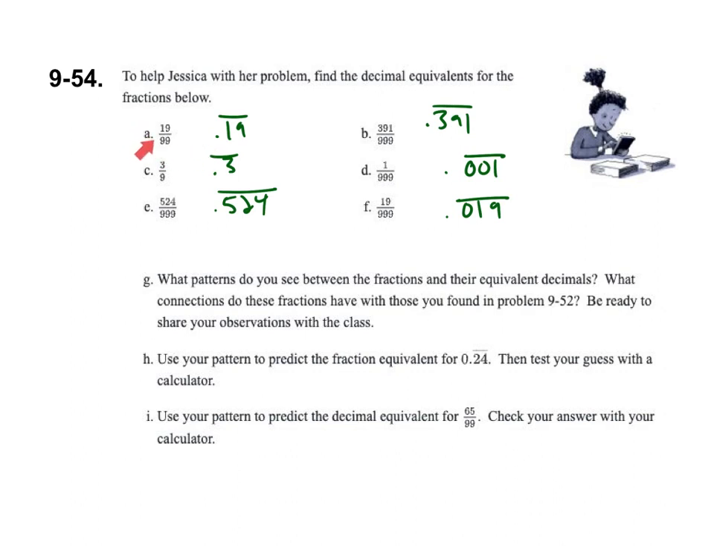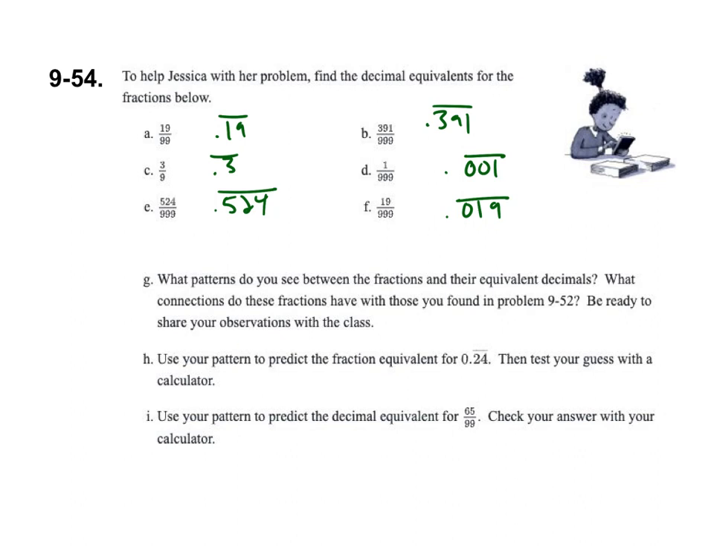All right, so here are your decimal equivalents. On A, the 19 over 99 is 0.19 repeating. 391 over 999 is 0.391 repeating. 3 over 9 is just 0.3 repeating. 1 over 999 is 0.001 repeating. So the next part, part G, says, what patterns do you see between the fractions and their equivalent decimals? Well, it seems that if you put it over 999 or 99 or 9, that's what's making the number repeat.